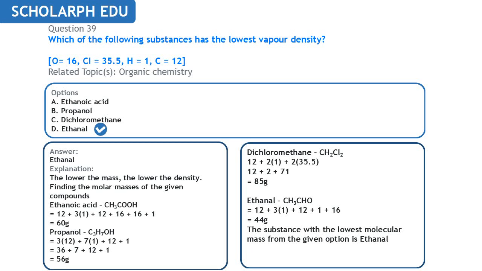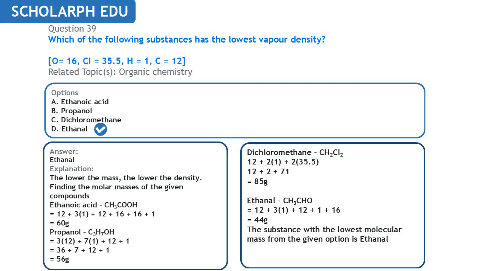The next one, the propanol C3H7OH, you are going to do the same thing. So for it, 3 times the atomic mass of the carbon plus 7 times the atomic mass of the hydrogen plus the atomic mass of oxygen, which is 16, plus the atomic mass of hydrogen, which is 1. When we add up all of this, we'll be getting 60 gram. We will do the same thing for dichloromethane: 12 plus 2 times the atomic mass of hydrogen, which is 1, and 2 times the atomic mass of chlorine, which is 35.5. So here this is giving us 85 gram.